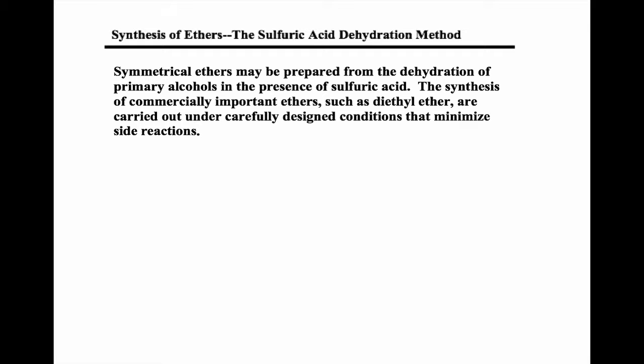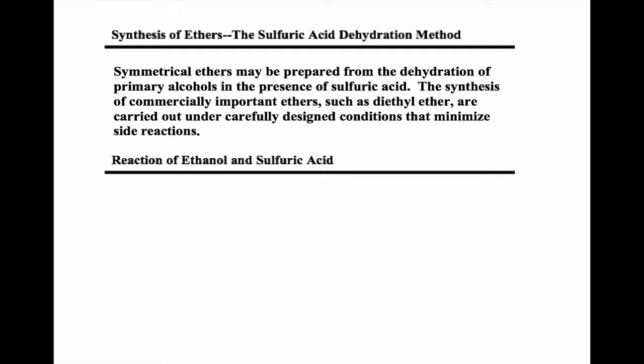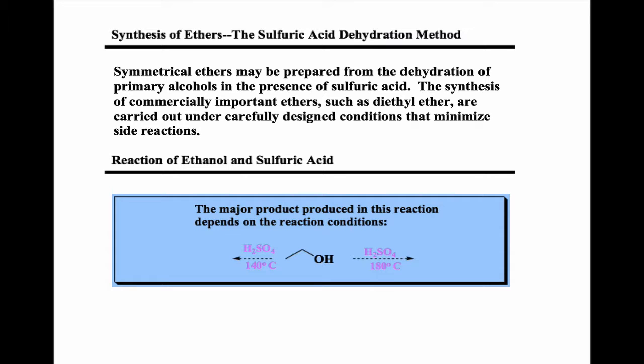Ethers can be synthesized in a variety of ways. We've already talked about the ether synthesis using the Williamson ether process. But you can also make ethers using ethanol and sulfuric acid. So for example, if you take ethanol and you add sulfuric acid to it, you can get diethyl ether if you keep the temperature low. But of course, you'll get elimination if you increase the temperature to just under 200 degrees. So at lower temperatures, heating a mixture of ethanol with sulfuric acid, you can get diethyl ether.